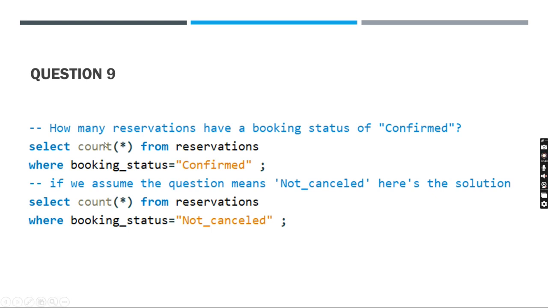Question 9, how many reservations have a booking status of confirmed? Actually, no reservations have a booking status of confirmed, but if we change the confirmed to not cancelled, which is seen in the records, we get the count of reservations which are not cancelled.